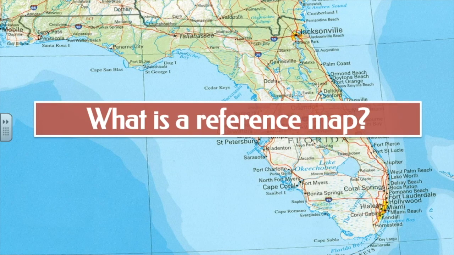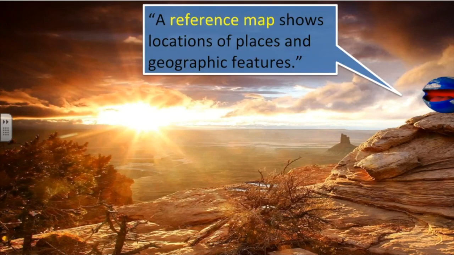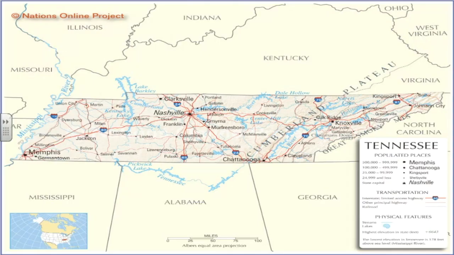If you look here, Mother Earth tells us a reference map shows us the location of places and geographic features. This can be physical features, this could be political features, different types of features in geography. If you look at this map right here, we have the map of Tennessee. This is an example of a reference map.